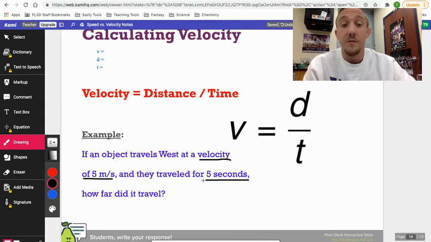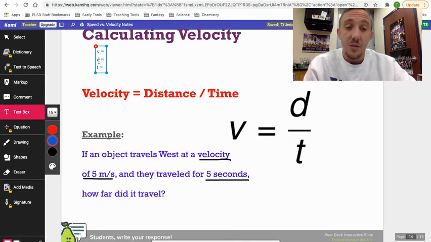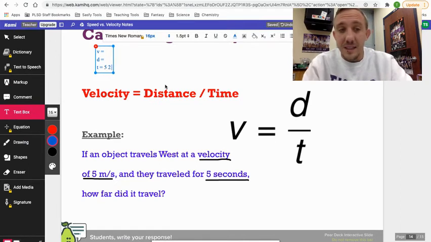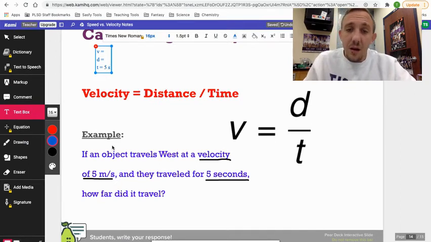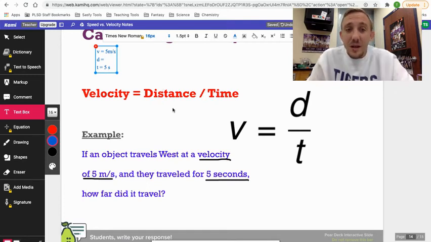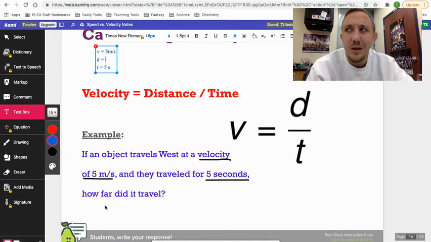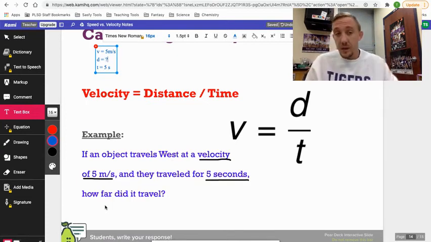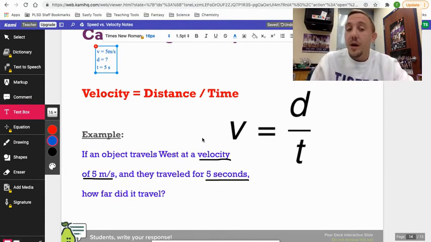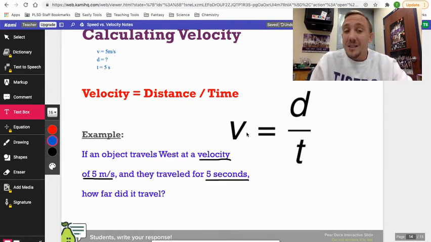Well, I know 5 seconds is time, so I'm going to go up here to time and put 5 seconds in. It also gives me a velocity of 5 meters per second. So technically, it's asking what is my distance because it hasn't given it to me. If I'm asking you how far did you travel, I'm asking you for a distance. So I don't know my distance. But I have an issue now. The problem is I have velocity by itself.